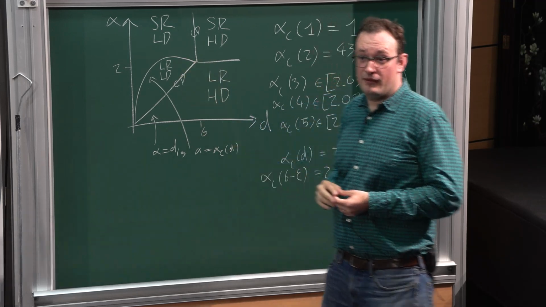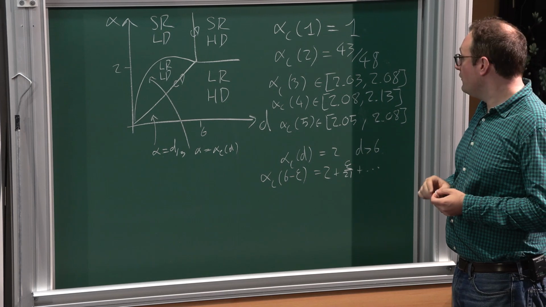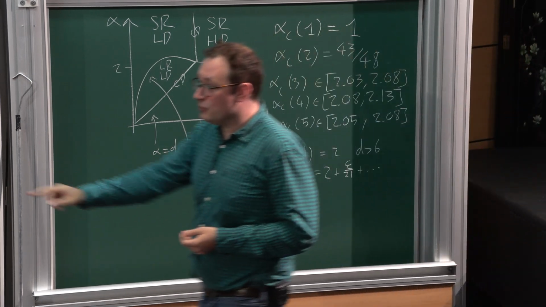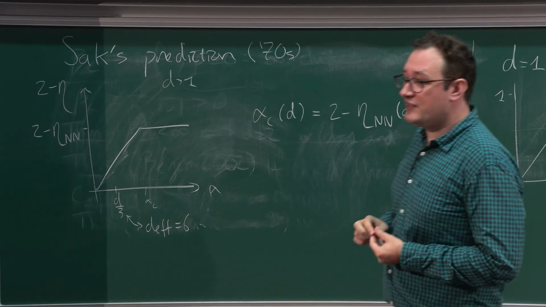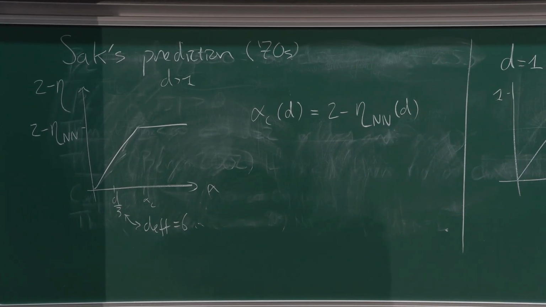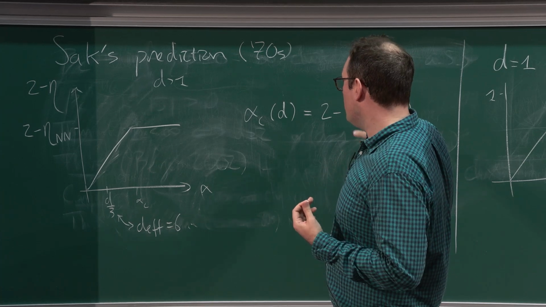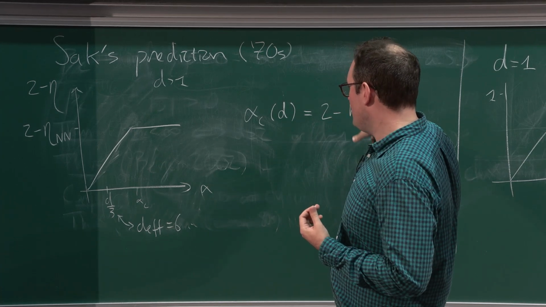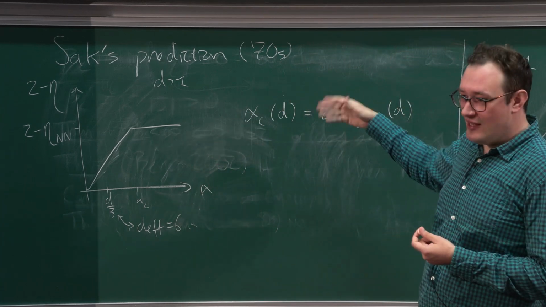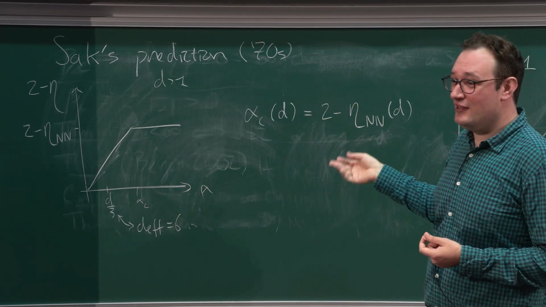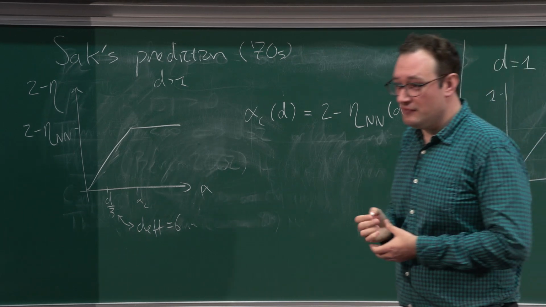But this value of alpha c of 2 is predicted through some conformal invariance, isn't it? Yeah, alpha c is 2 minus eta nearest neighbor. The relation between alpha c and eta nearest neighbor just comes from the SAC prediction, and then eta nearest neighbor comes from the conformal invariance. I guess it was originally done through the Coulomb gas methods by Nienhuis.